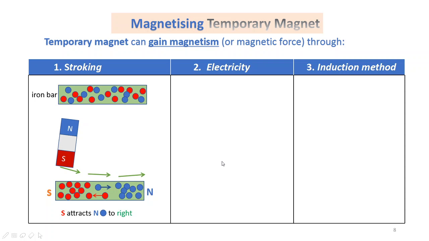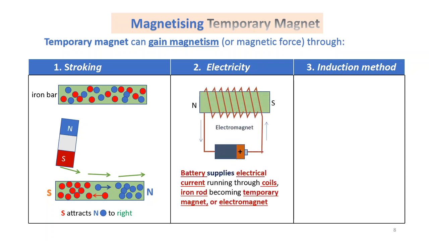The method we are using electricity. In this example, we're using battery as the electric source, and the iron bar is sitting inside the coil.